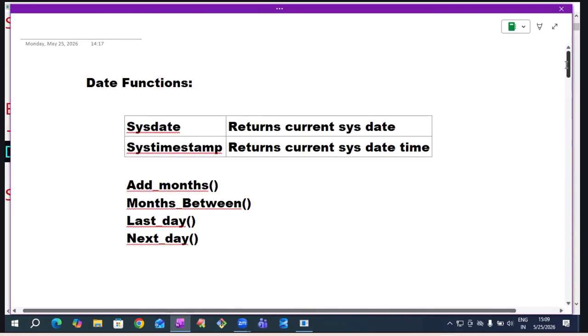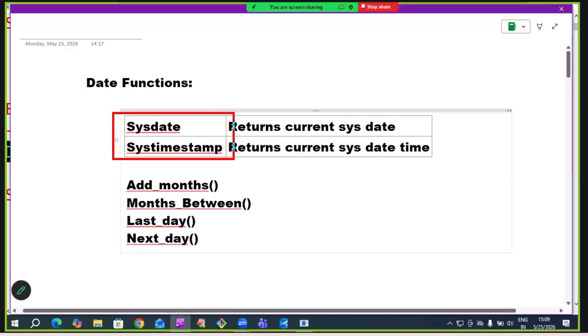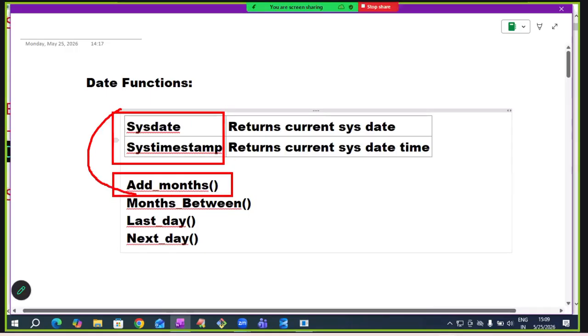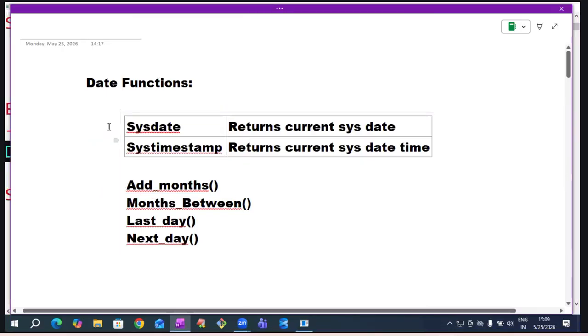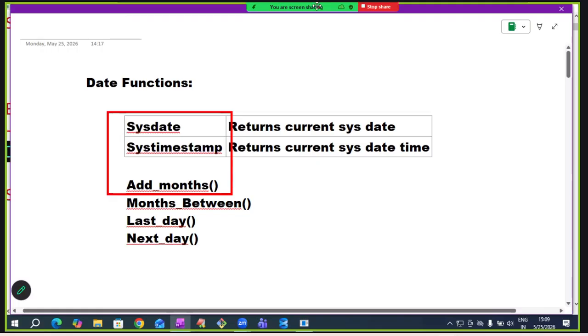Add_months topic is over, sir. Now you know very clearly about sysdate, systimestamp, add_months. Is it clear up to here, sir? Online students, please confirm. Is it clear up to here? If it is clear, we can move forward.